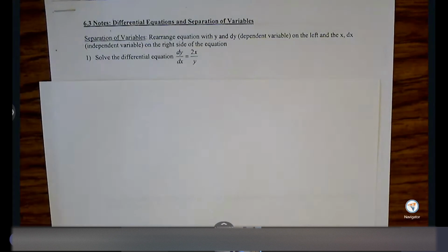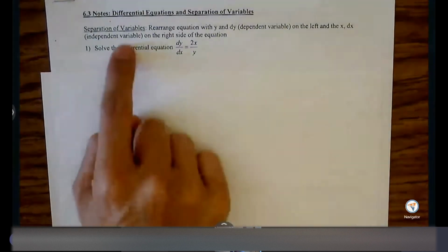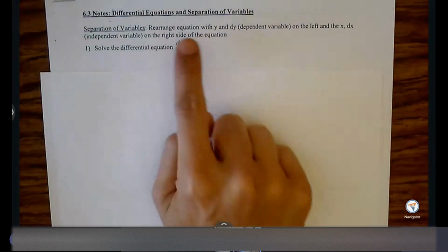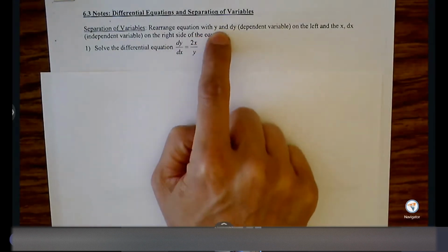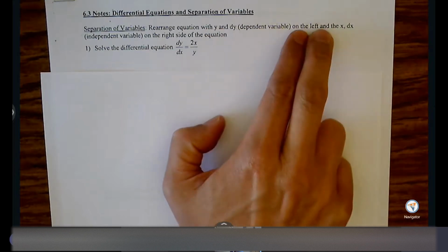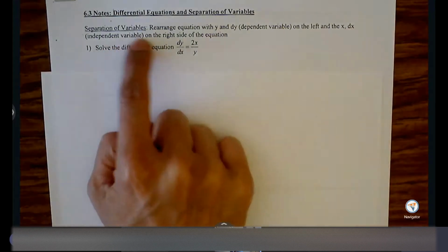But there's a variety of different types of problems that we're going to be looking at. So the first thing we need to do is separate the variables, because we are dealing with x's and y's, and we don't want them to be mixed. We want to handle the x's on one side, and the y's on the other side. So we're going to put the y's and dy's, or our dependent variable, together on the left side of the equation, and then anything associated with x or dx, we're going to put on the right side. That's going to be our independent variable.